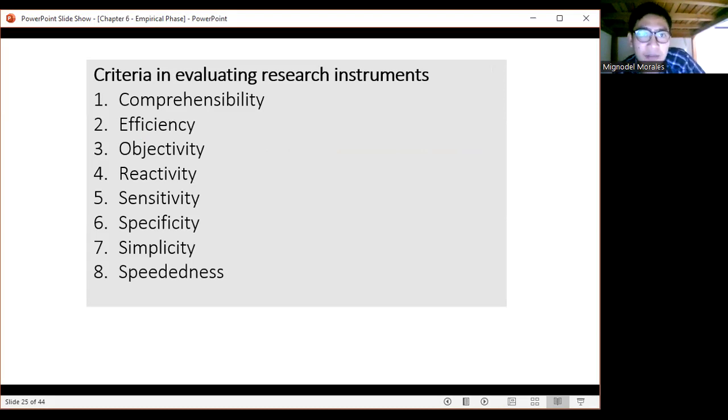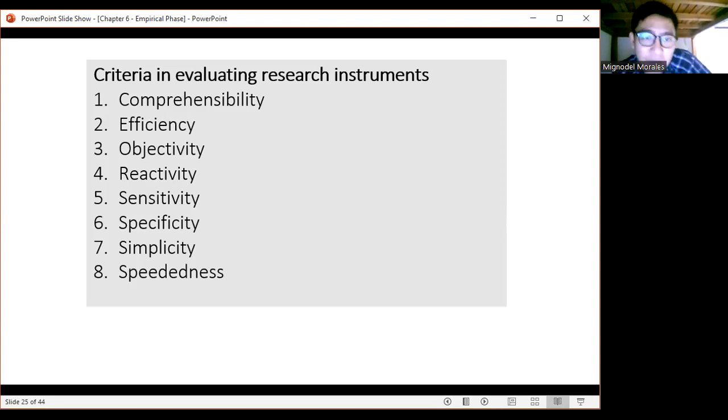Next is efficiency. If you create your self-made questionnaire, and you are four to five members, you may answer it and time yourself, for you to include it in the cover letter: this survey tool will only take a few minutes.